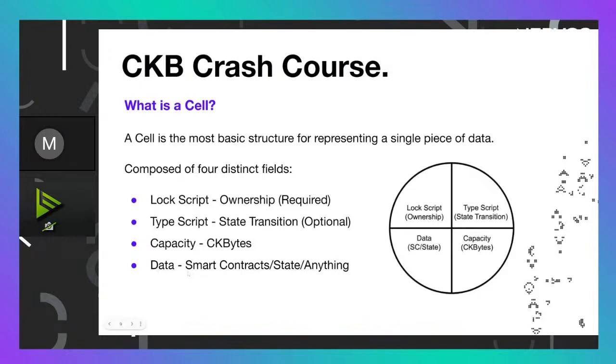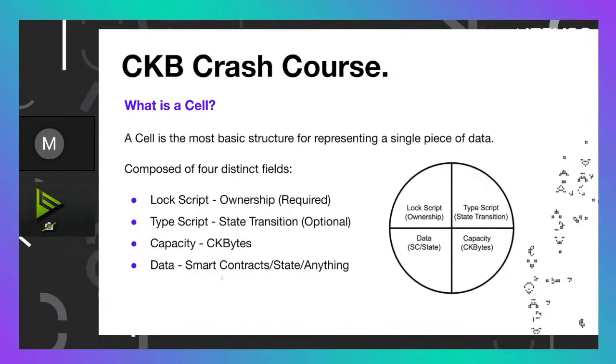So if you wanted to store a smart contract, for example, in the cell, let's say that a smart contract is 10,000 bytes, then you need to increase the capacity to be at least 10,000 bytes or a little bit more. And so you would do that by adding CK bytes to the cell. So it would take approximately 10,000 CK bytes.